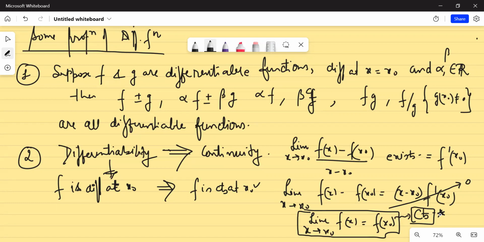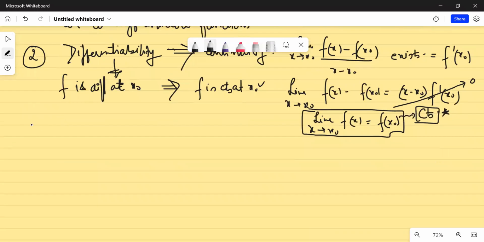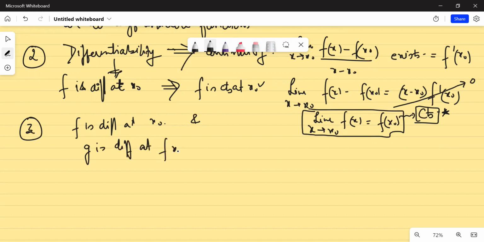Yes. Okay. Now, another thing that I need to write here. We'll see the physical interpretation quite soon, but right now I'm more focused on teaching you differentiability. The third thing is, if f is differentiable at x naught and g is differentiable at its image, what is its image? Differentiable at f of x naught. Then the composition is also differentiable. Then I can say that g of f is differentiable at x naught.